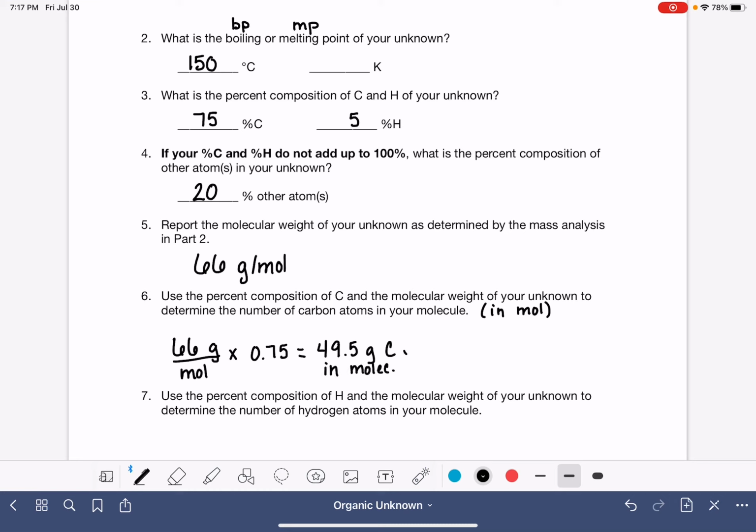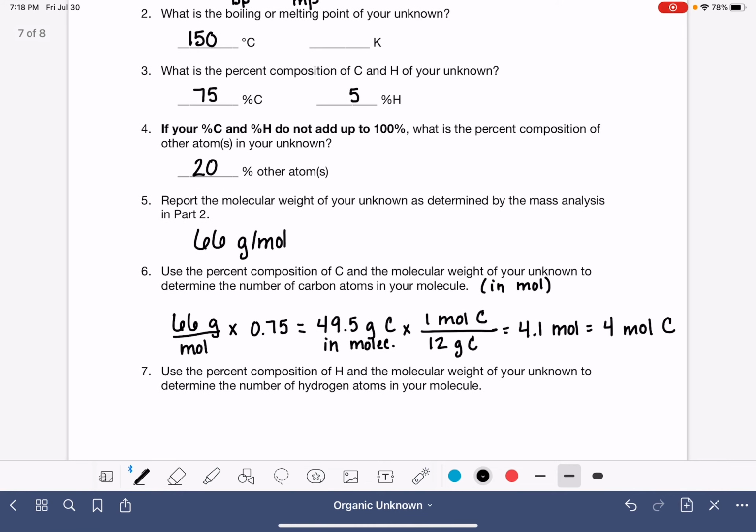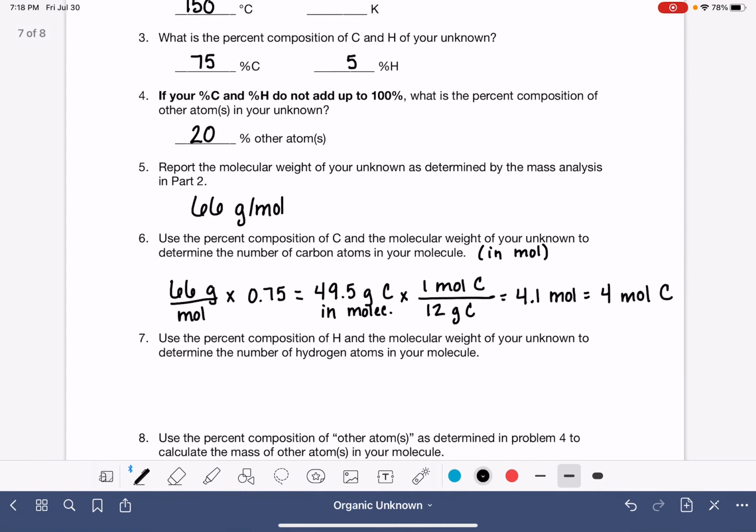And then I'm going to do a gram to mole conversion for carbon. 1 mole of carbon is 12 grams of carbon, and this is going to be 4.1 moles of carbon, which I'm going to round to a whole number, 4 moles of carbon. Your data will probably be better than this because this is completely made up data. I'm surprised that it came as close to 4 as it did.